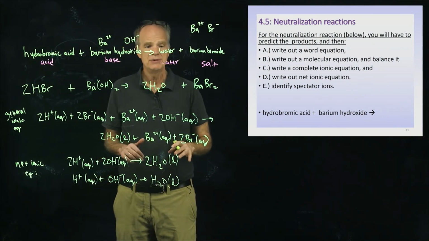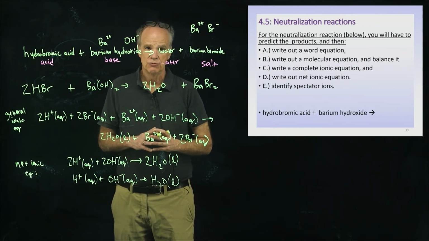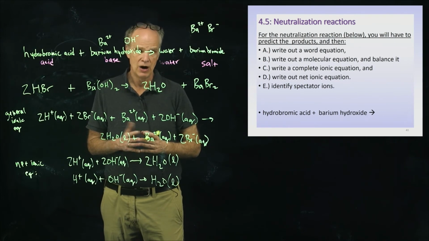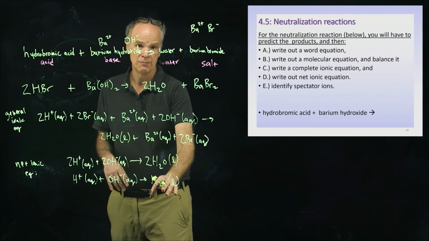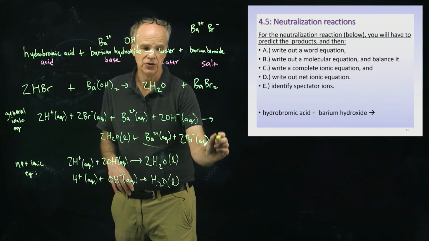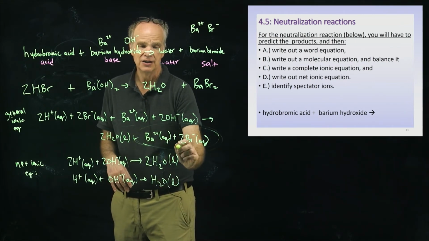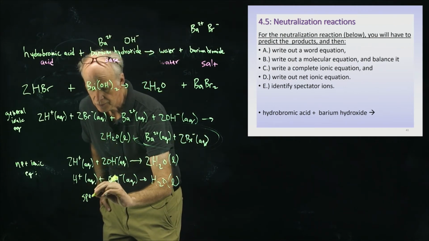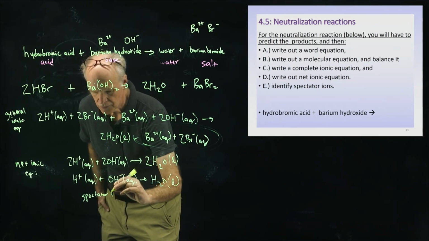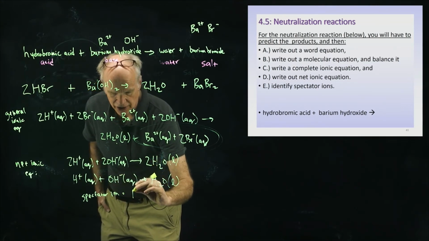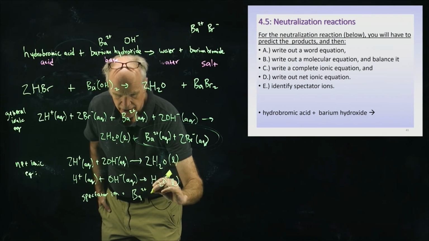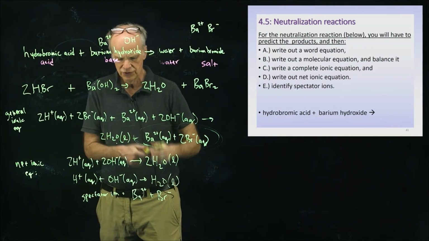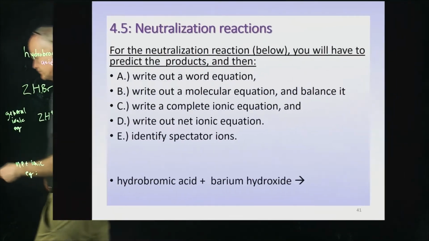And so the final question you may be asked is, in this neutralization reaction, what are the spectator ions? The spectator ions are the ions that watch the formation of the water molecules. So what are those ions here? Those ions are the product ions here, again, that watch the formation of water. And so the spectator ions are, it looks like, barium and bromide.